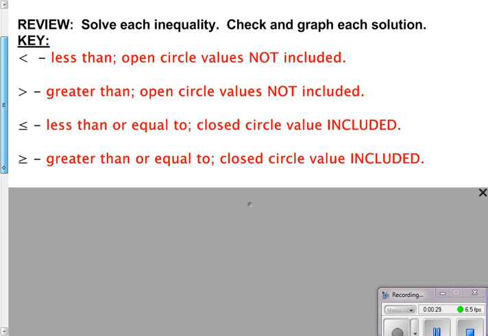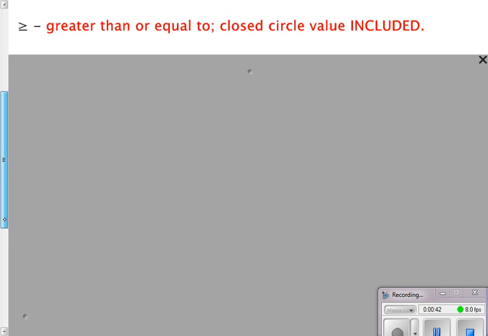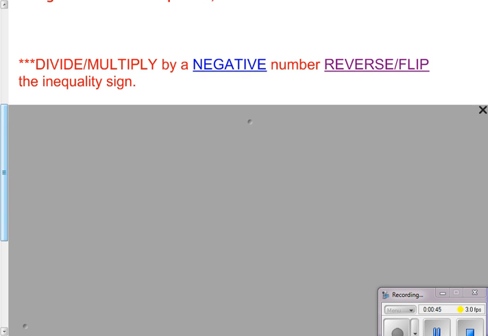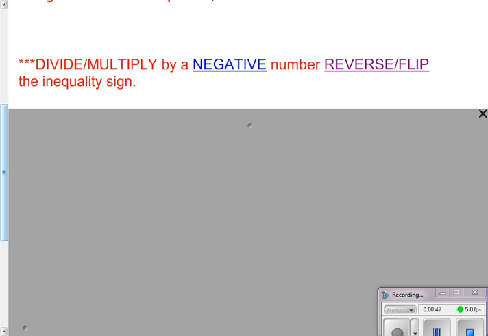We also had a little key here. The key showed the four symbols, what they represent, and if they had open or closed circles. Remember, open circle meant the value is not included, and closed circle meant the value is included. And the last big piece that a lot of people tend to forget is that anytime you multiply or divide by a negative number, you have to reverse or flip the inequality sign.